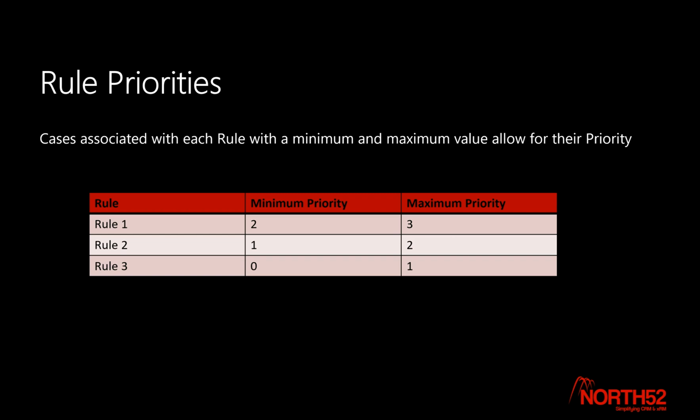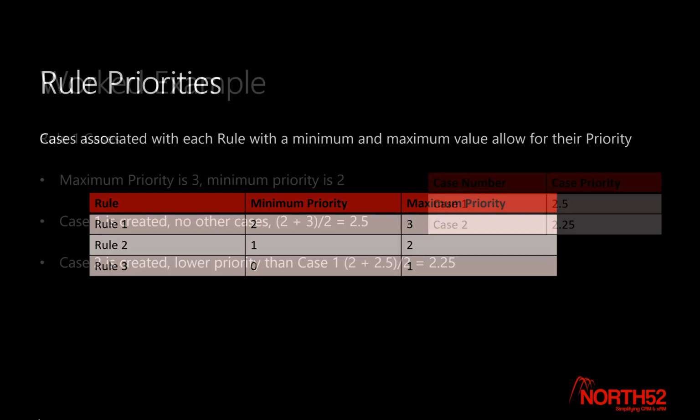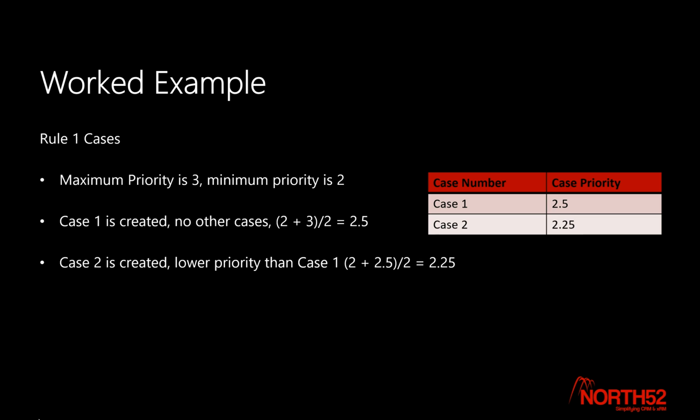The higher the value in the case priority field, the more important the case is. Rule 1 cases will be assigned a priority between 2 and 3. Rule 2 cases will be assigned a priority between 1 and 2, and Rule 3 cases will be assigned a value between 0 and 1. Each time a new case is created, we will determine the rule to be applied, then identify the cases either side of this case, add their priorities together and divide by 2, giving us the priority for the new case.